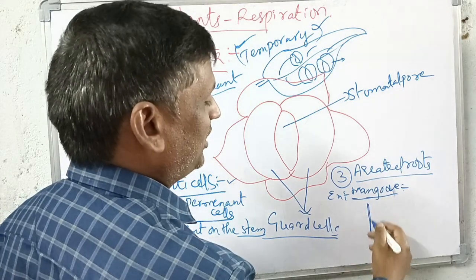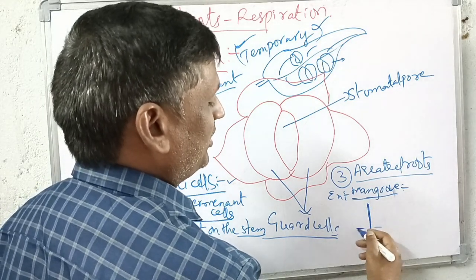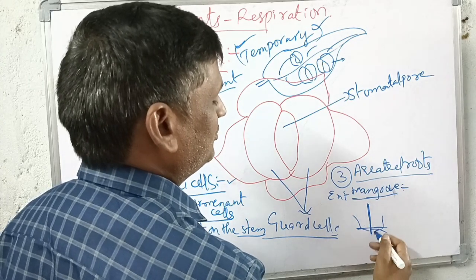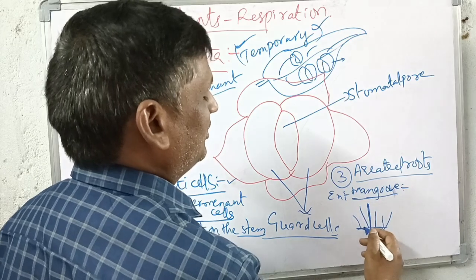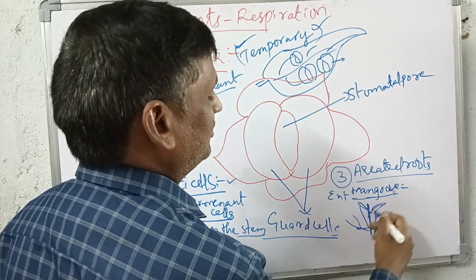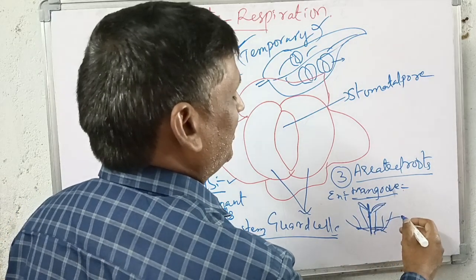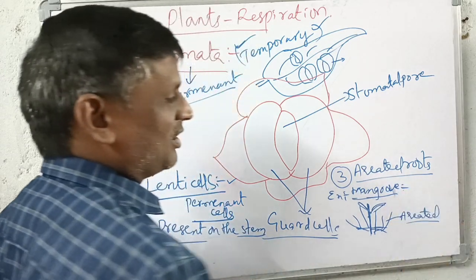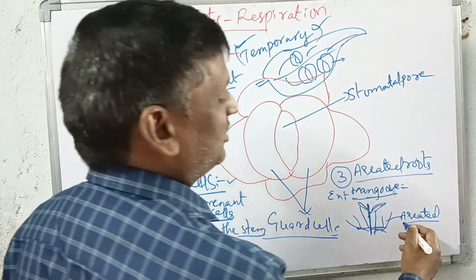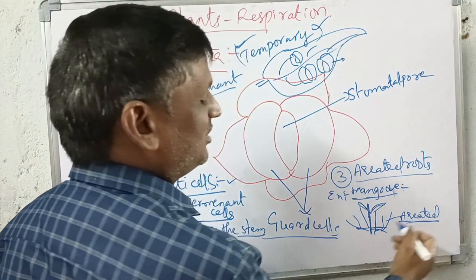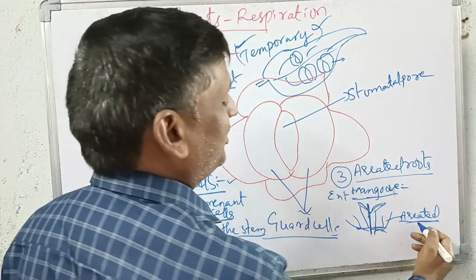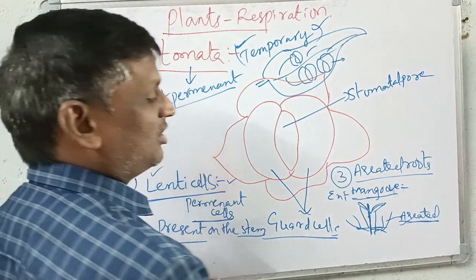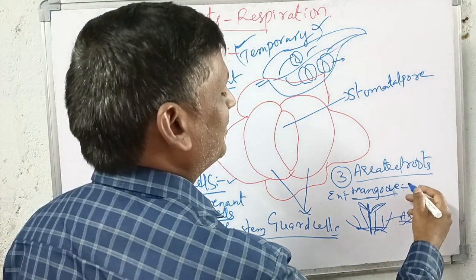Suppose it is a mangrove plant. See these mangrove plants, from the lateral roots we can observe that some aerated roots, or respiratory roots, are developed. These aerated roots can participate in respiration. Especially, this is an adaptation which is available in the mangrove plants.